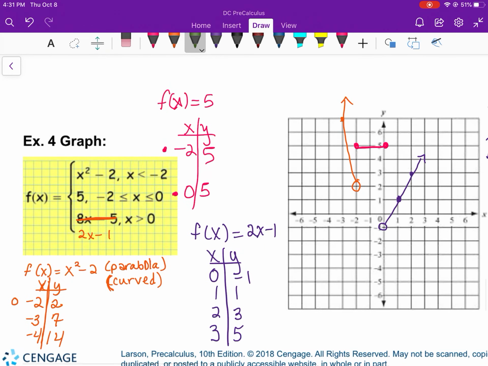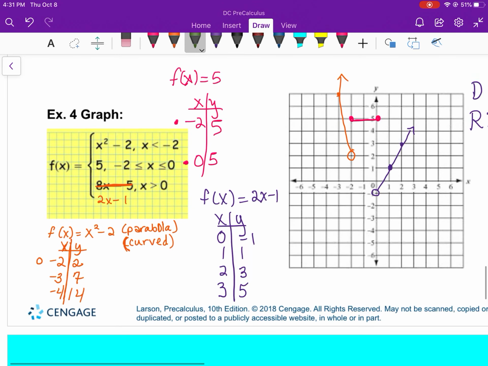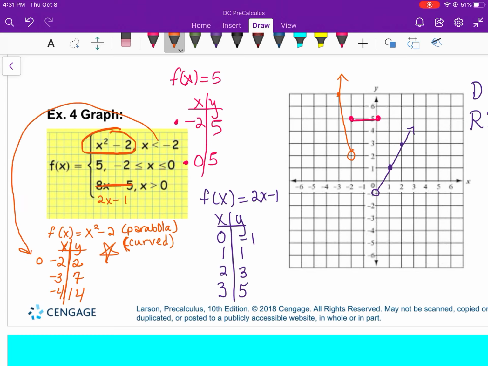For this one, it's got 3 parts. So the first part is this right here, and that is a parabola. So you need to pay attention, it's going to be curved. So make sure when you connect your dots, you don't make a straight line. It says x is less than negative 2. So again, I'm going to start with that, and it's going to have an open circle on negative 2. Then I plug in my x values and I get my y's. That piece of my parabola is this orange piece right here that I'm highlighting for you.